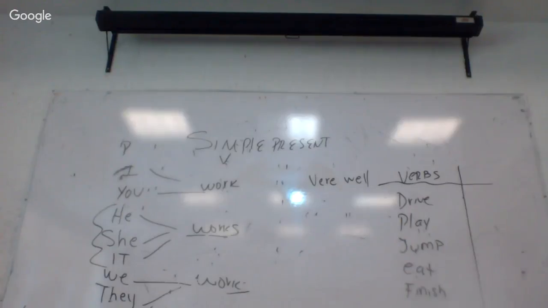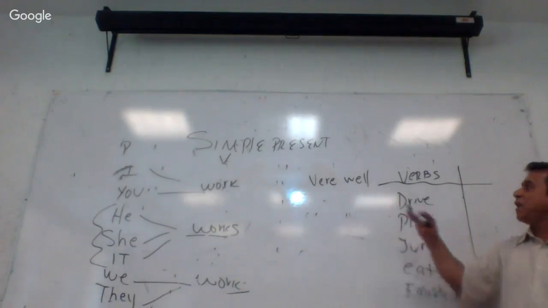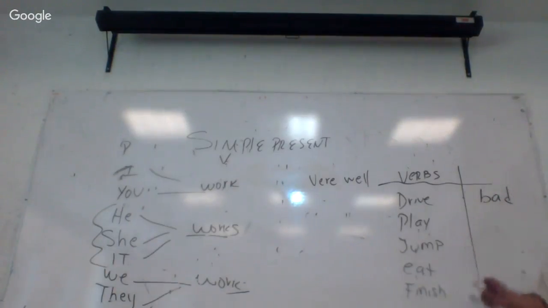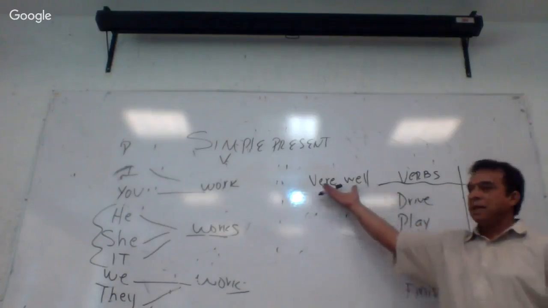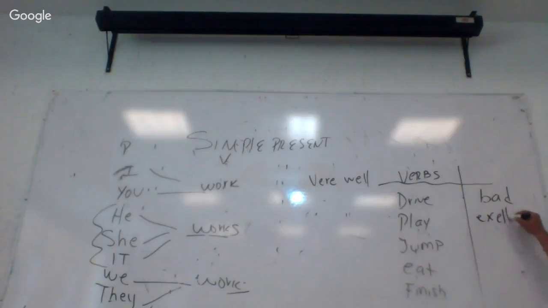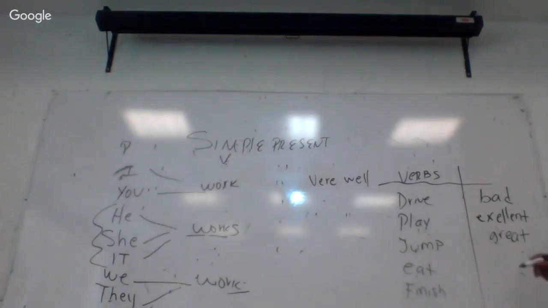And this is verbs in action. Similarly, for example, very well, bad. Other similar ones for this predicate: excellent, great, very good, bad, excellent, very well, good.